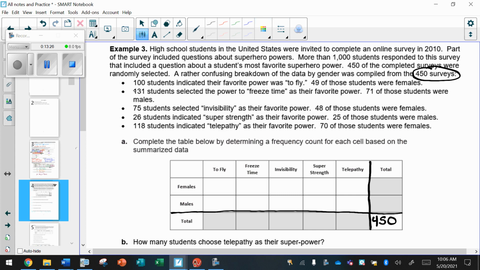So 100 students indicated their favorite power was to fly. 49 of those students were females. So to fly had 100 students total, and 49 of those identified as female. Next bullet.